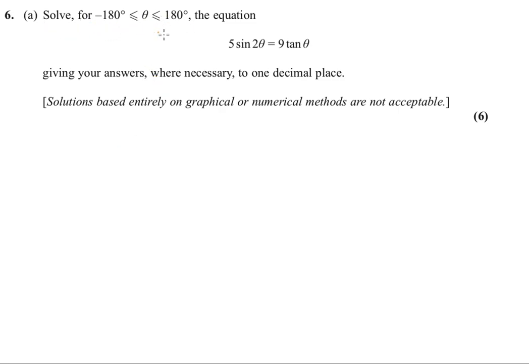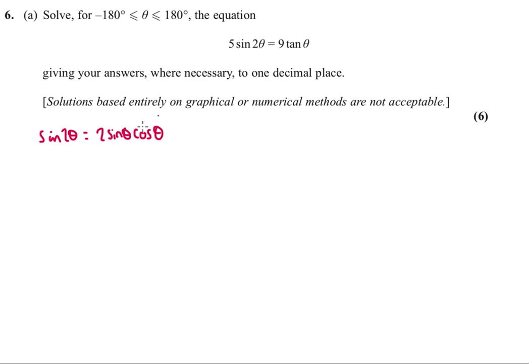Okay, question 6a is a nice trig question. Got a double angle here, so we're going to want to use our double angle formula for sine. And sine 2 theta is equal to 2 sine theta cos theta. That's when you're doing exam papers, that's the first thing I would be thinking. If they've put a 2 theta in, they want us to use the double angle formula.